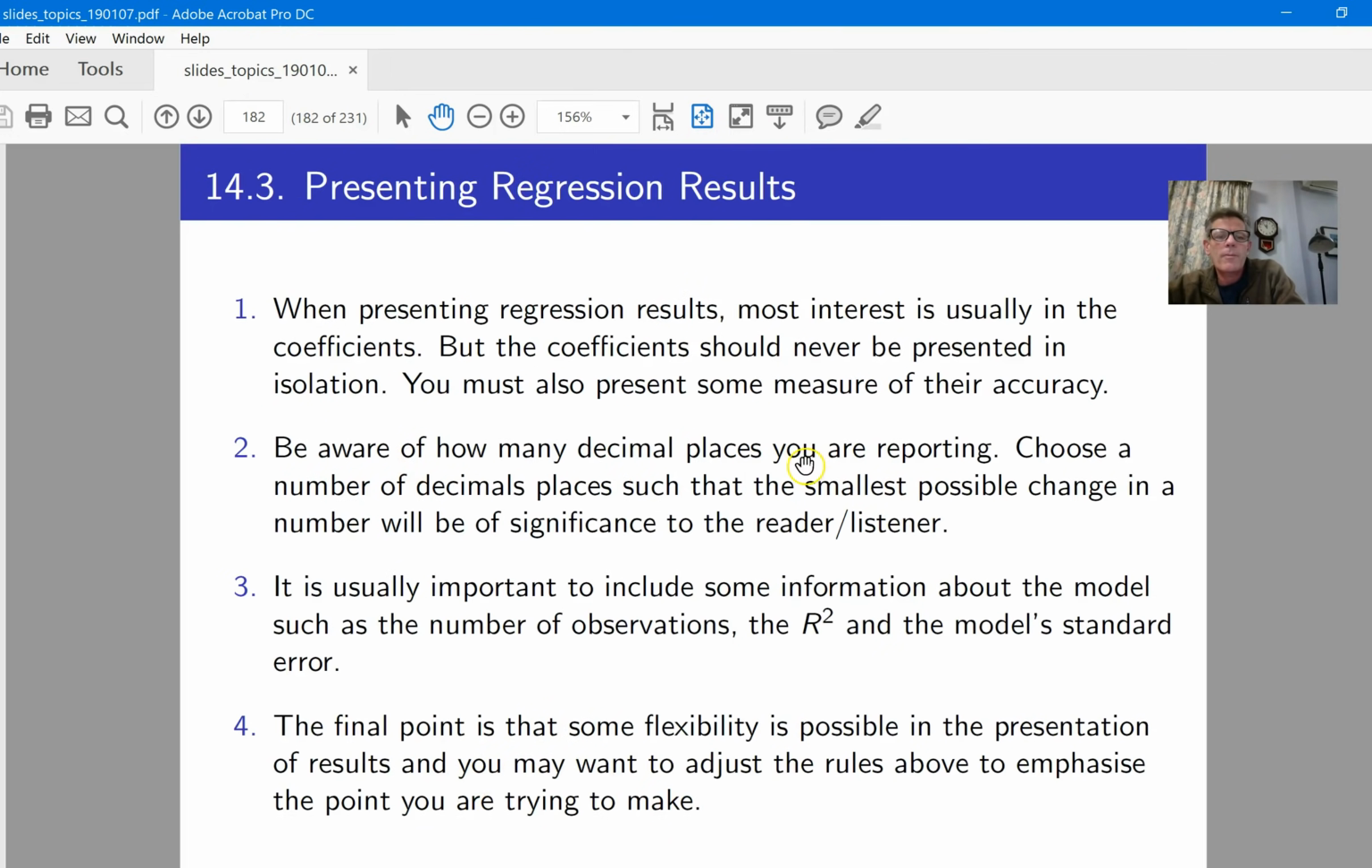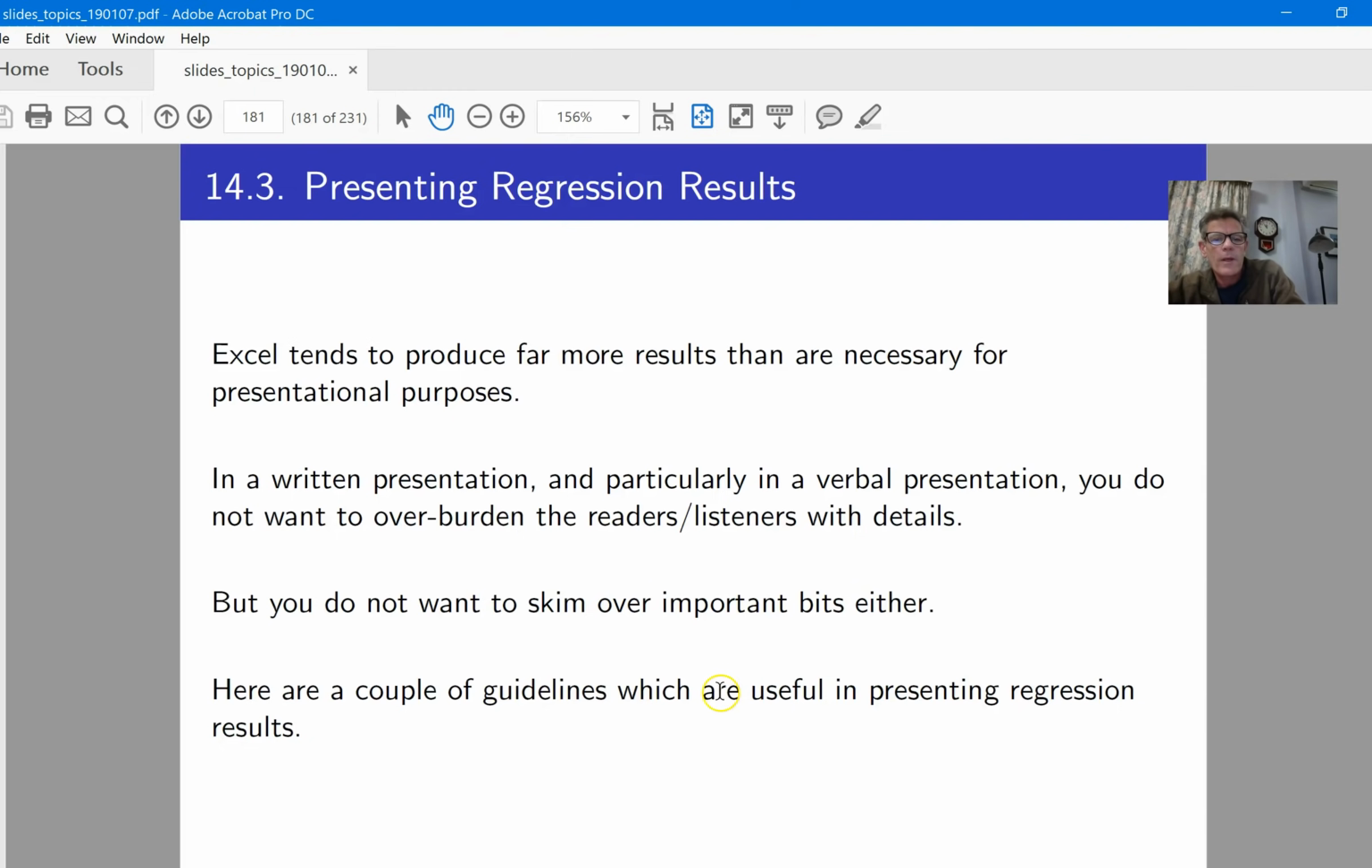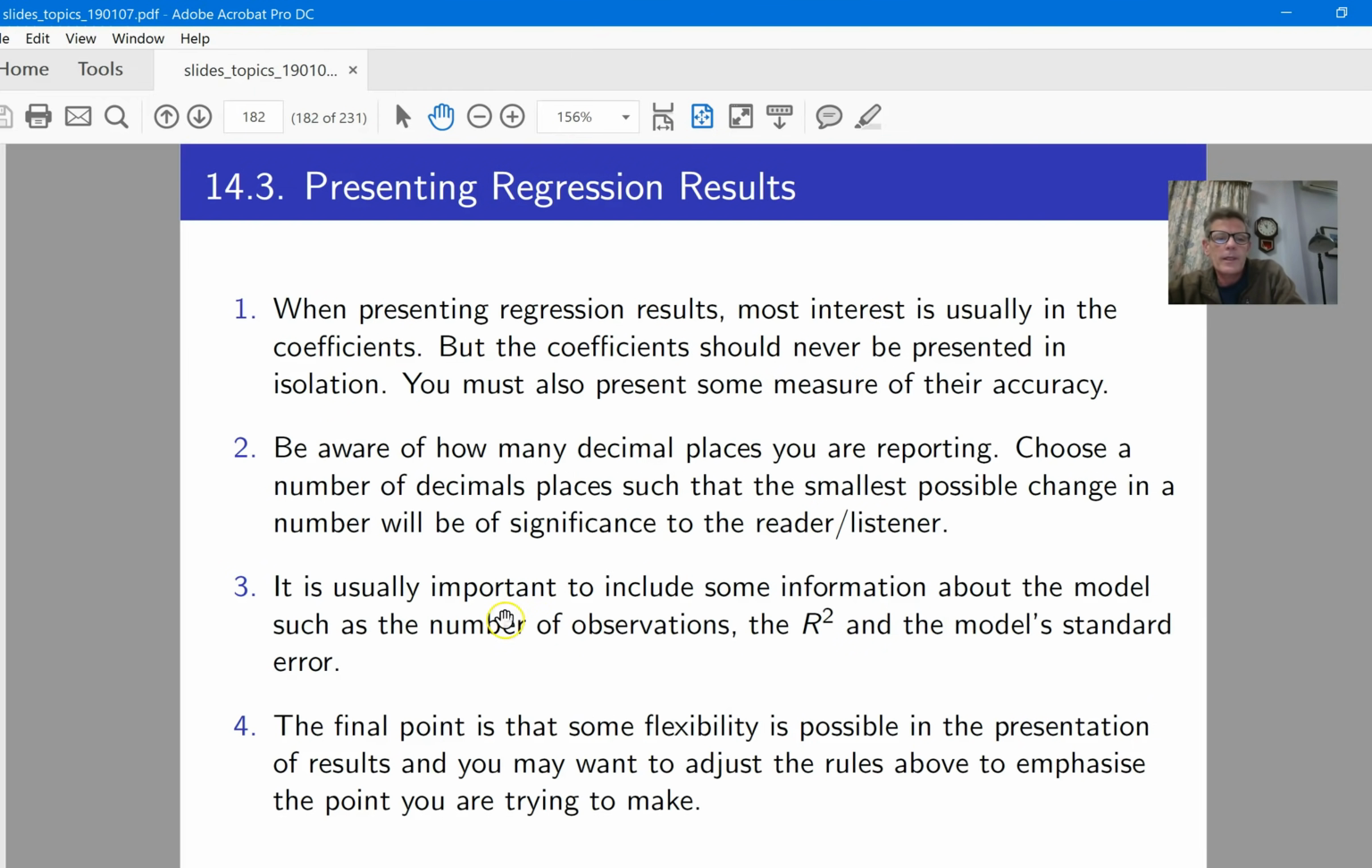So think about decimal places, get some information in there about accuracy. So I would say it's almost always a good idea just to throw in both the coefficients and the p-values. In this case, all the p-values are tiny, so every one of these variables really matters in explaining wages. So put in p-values, but then also give us the r-squared, so we get some idea about how accurate your model is, and perhaps the standard error as well. Okay, so that's those things there.